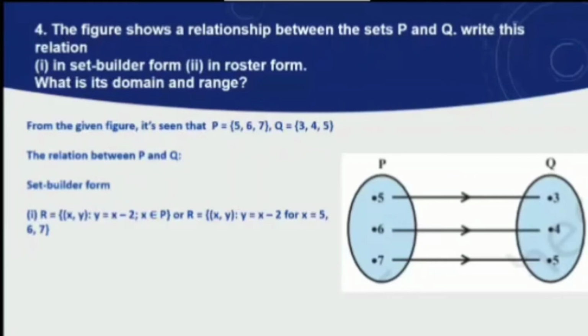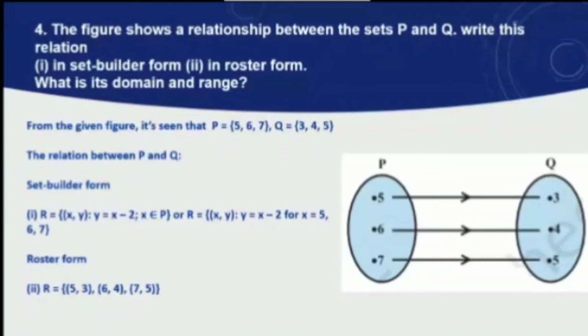So if I take 3, 5 minus 3, I am getting 2. 6 minus 4 is 2. And 7 minus 5 also 2. Now roster form. Roster form means you need to write all the ordered pairs. So (5, 3), (6, 4) and (7, 5).